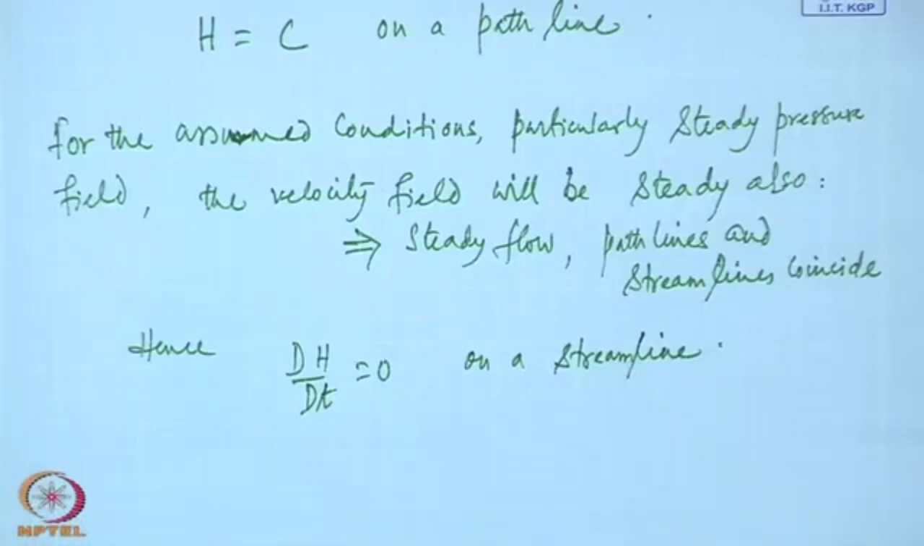That is, on each and every streamline this h is constant, but the value of the constant changes from one streamline to the other. It is not that everywhere it is the same, no. It is constant on a particular streamline, but if we change the streamline it will change, and then remain constant again at that new value on that streamline.